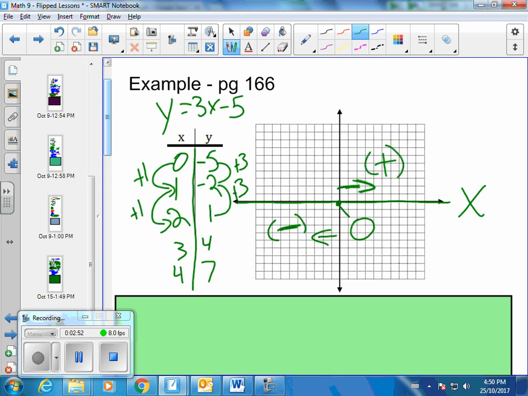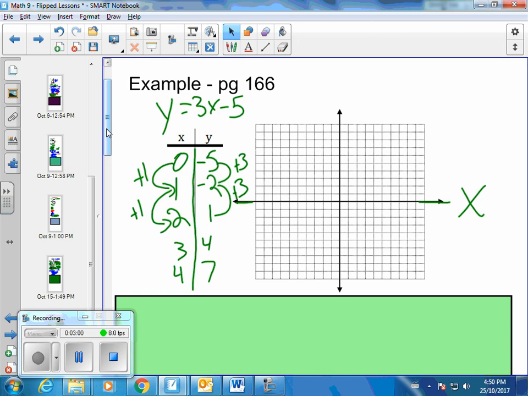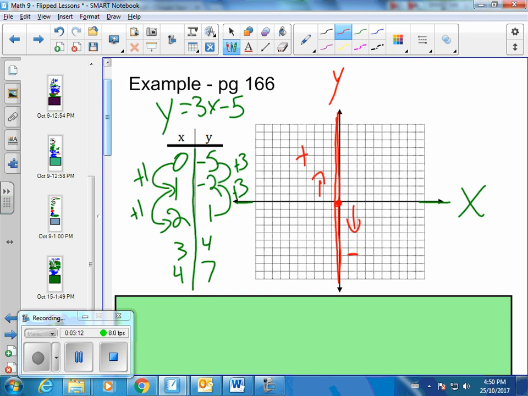This should look familiar. This looks like the number lines that we were working on earlier in the semester. We also have the y-axis, going up and down this way. This is our y-axis. This is 0. Everything above it is positive. Everything below it is going to be negative. That is how our XY coordinate plane works.